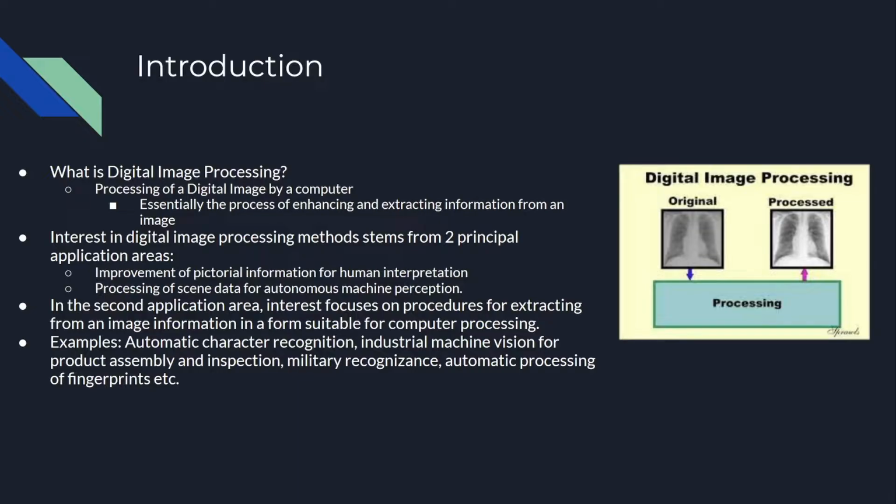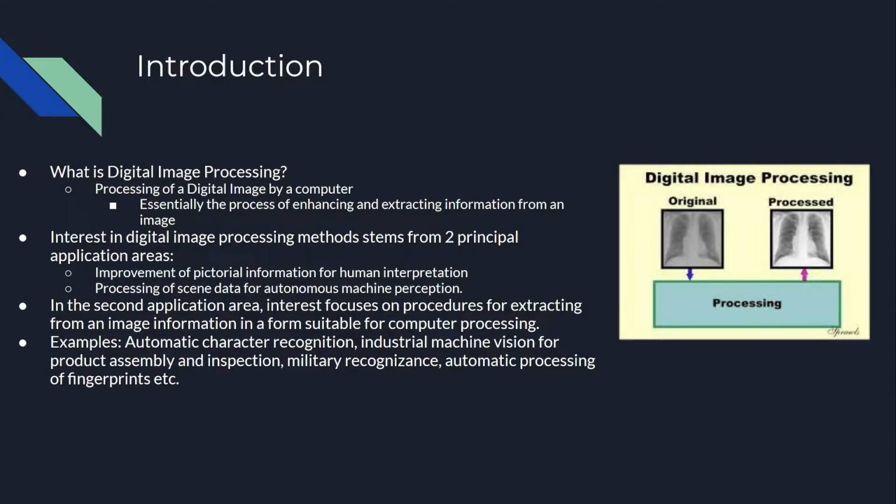To give a brief introduction, what exactly is digital image processing? Digital image processing is the processing of a digital image by a computer, and it is essentially the process of enhancing and extracting information from an image. As you can see with the example on the right, the original image is not as informative as a processed image, which goes through several filters and algorithms to lead up to the processed image, which can be interpreted better.